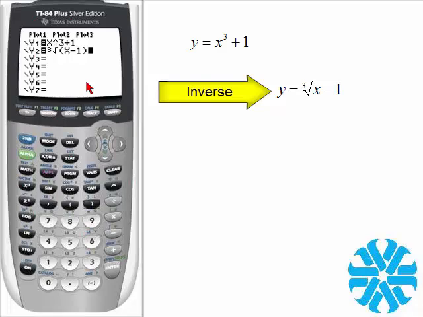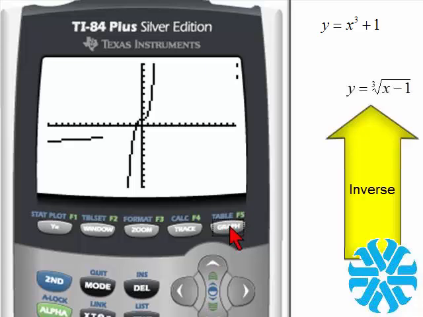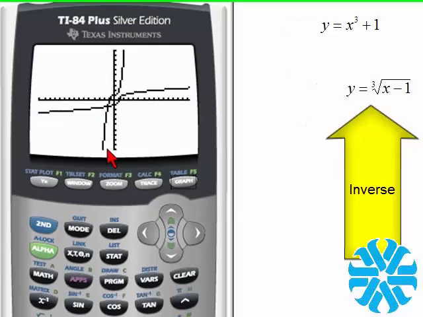Now, if we go ahead and hit graph, this is what we get. It first draws the cubic function, and then it draws the inverse. When we graph the original function and its inverse, you will notice there is symmetry. It looks kind of symmetric. But what's it symmetric about?